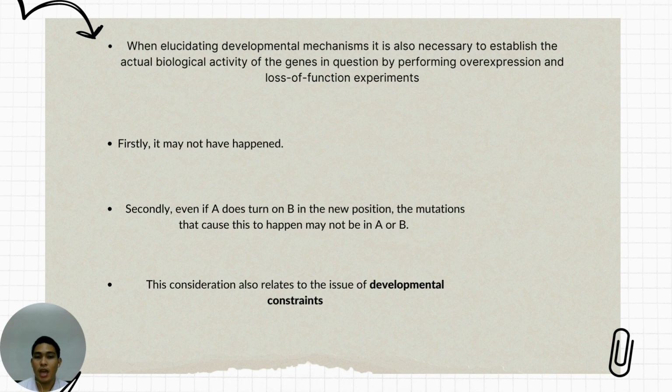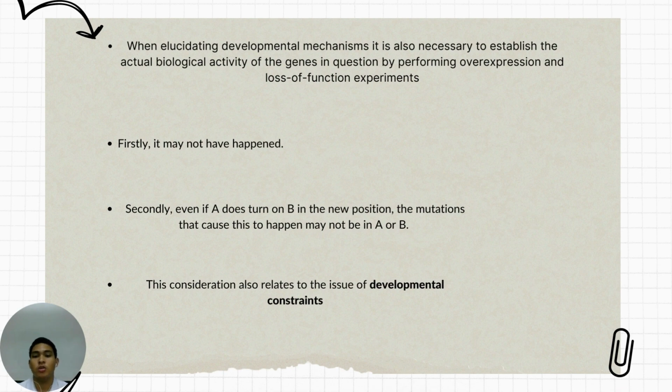Second, even if A does turn on B in the new position, the mutations that cause this to happen may not be in A or B. They may be in different genes altogether, and there may be multiple small changes rather than one large one. So in general, because they have arisen by natural selection, developmental systems are much more complex than would seem necessary had they been designed by a conscious agent, and they do not necessarily change from one behavior to another.